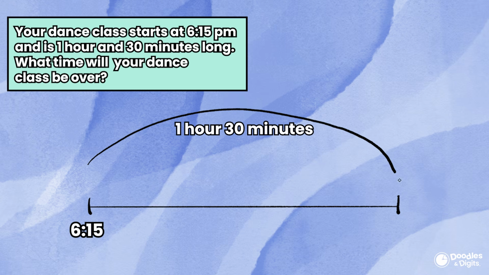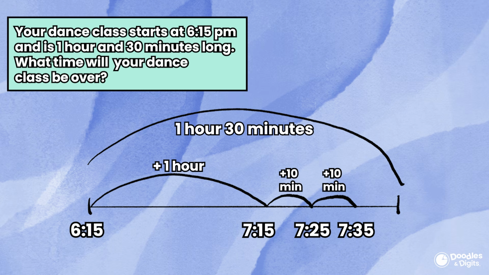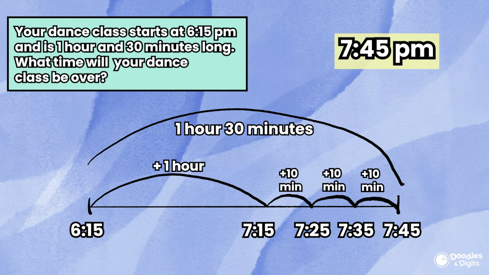First, I'm going to add 1 hour to 6:15. That will be 7:15 p.m. Now let's add 10 minutes, so we'll be at 7:25 p.m., another 10 minutes, 7:35 p.m., and one more 10 minutes, 7:45 p.m., so we actually added a total of 30 minutes. What did we land on? We landed at 7:45, and that is our answer.